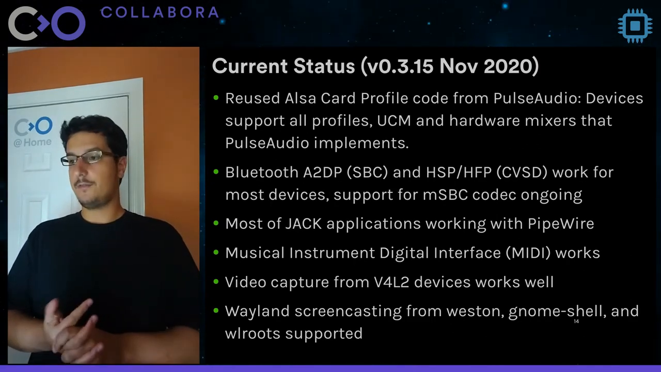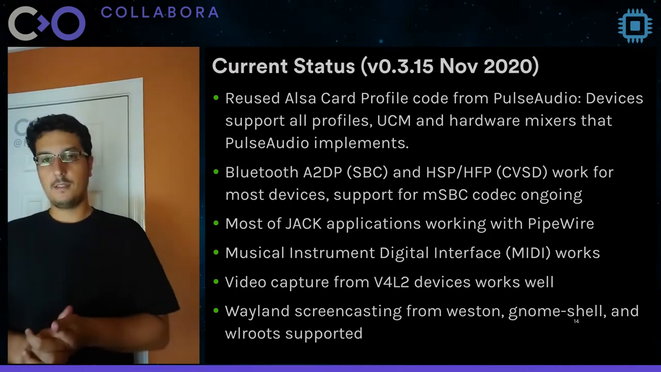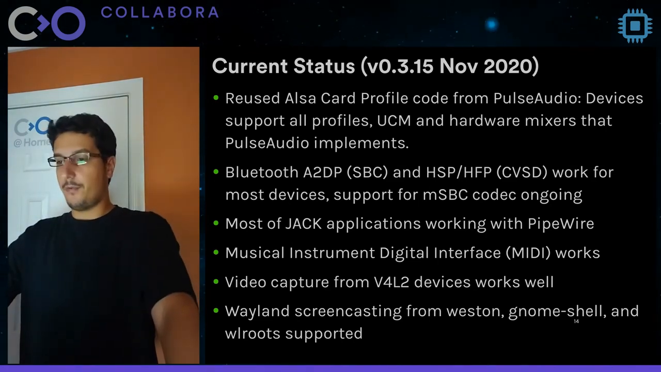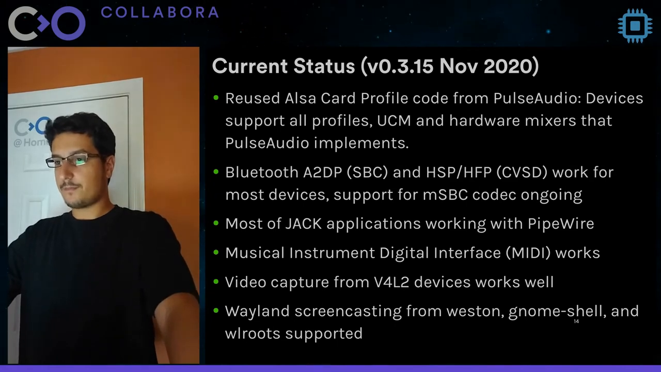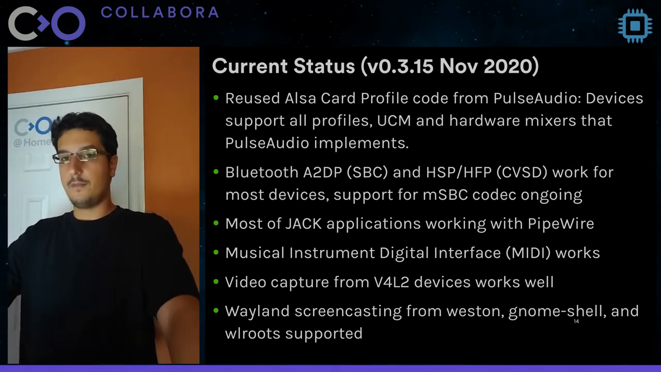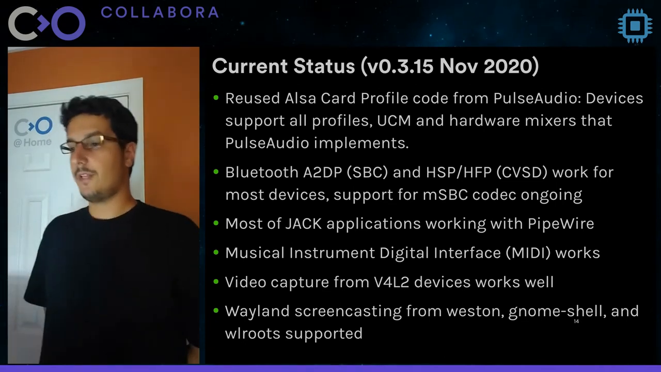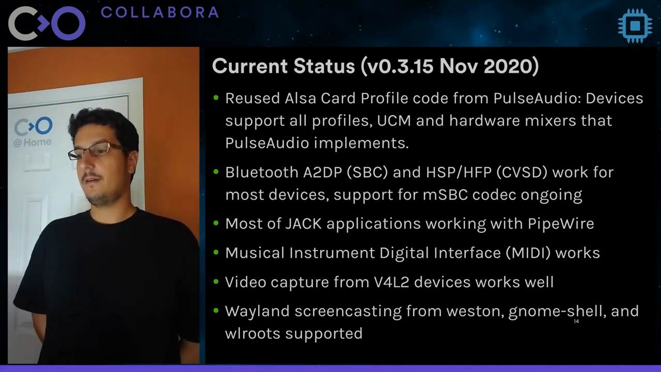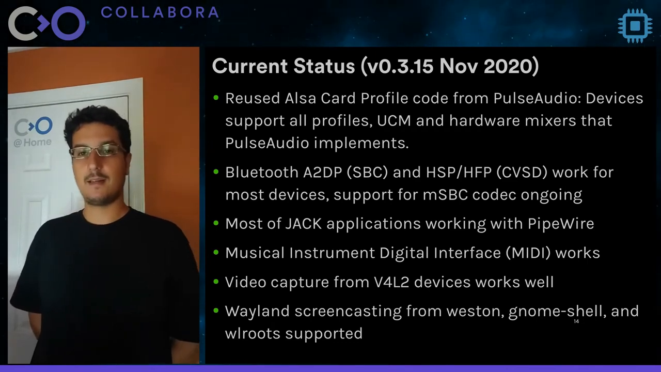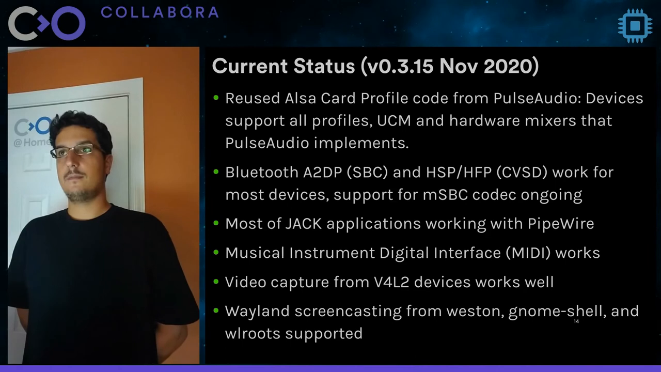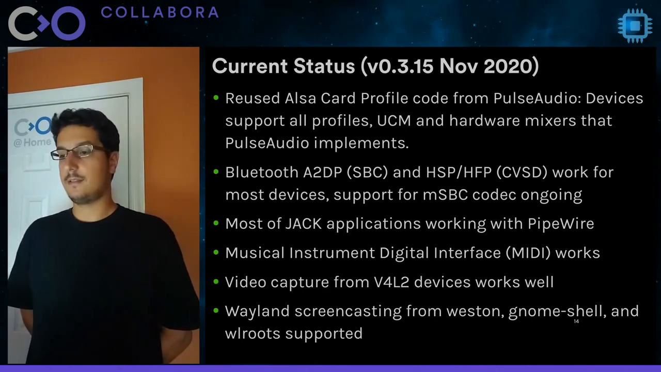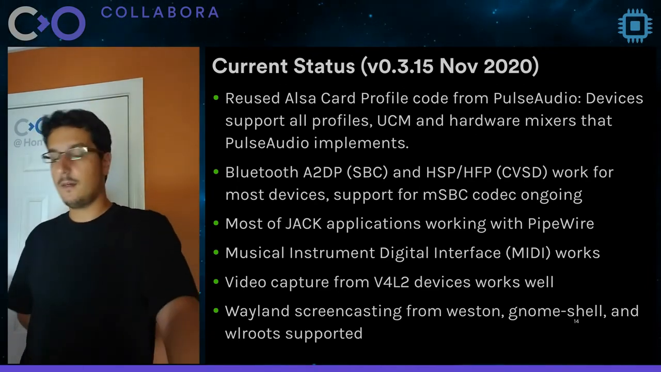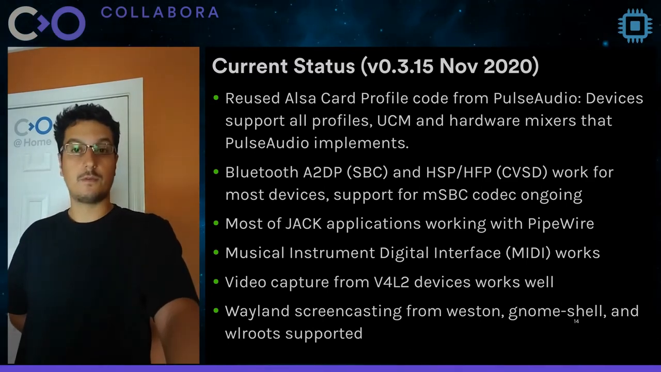The current state of PipeWire is version 0.3.15, released in November 2020. There were some major improvements in this release. One of the biggest improvements was that PipeWire reused the ALSA card profile code from Pulse Audio. So now devices support all profiles, UCM, and hardware mixers that Pulse Audio implements. So right now the behavior is mostly the same as Pulse Audio, and Pulse Audio can be entirely replaced. Tools such as Pulse Audio Volume Control work with PipeWire.